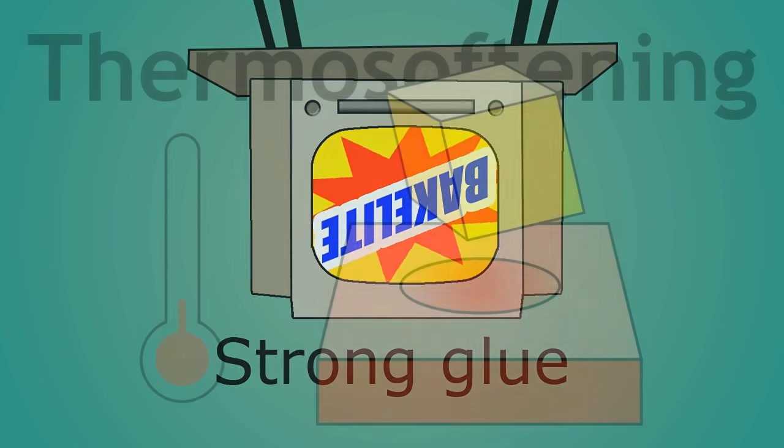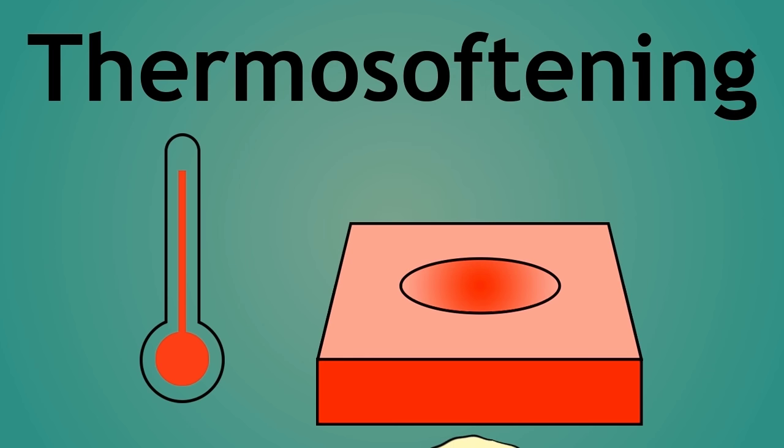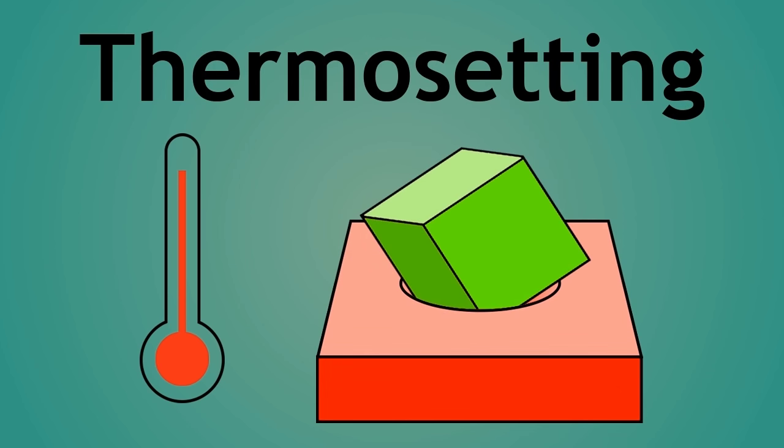In summary, thermosoftening plastics are soft and melt when heated, whereas thermosetting plastics are hard and do not soften or change their shape when heated.